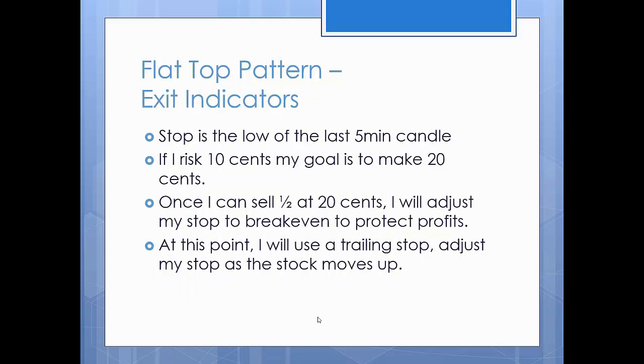Okay, so your exit indicators for flat tops. Okay, so stop, like I said, is at the low of the last 5-minute candle. So if I'm risking 10 cents, my goal is going to be to make 20 cents using that 2-to-1 profit loss ratio. Okay, and once I can sell half at 20 cents, I'll adjust my stop to break even to protect profits.